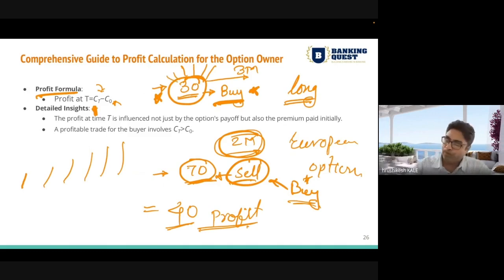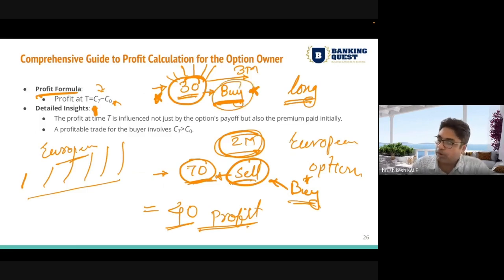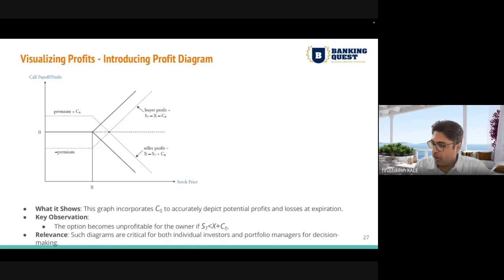And that's how you can exit even a European option just before the expiry or many days before the expiry, by taking a counter position. So you were in buy, you took a contrary sell position in the same option chain and you get out of it. That's how you can earn profits in options.